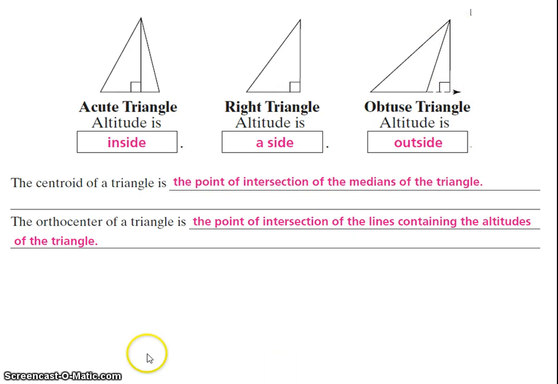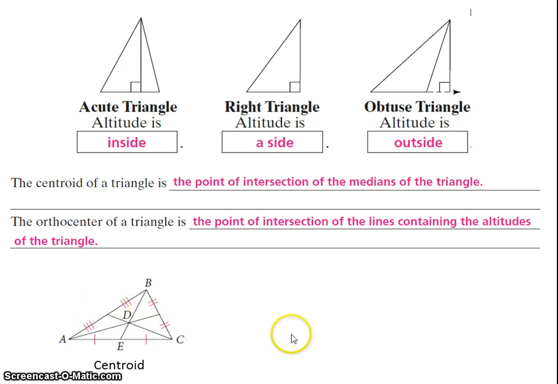The centroid is the point of intersection of the medians of the triangle, right in the middle of that. And here's an example of the centroid. I've already shown you one on the previous page. It's the medians, and where the medians meet.